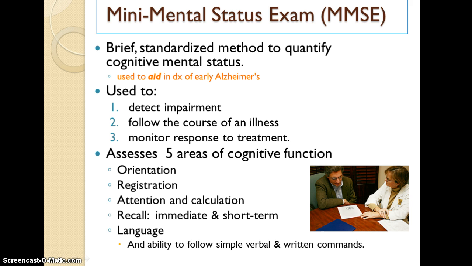It assesses 5 areas of cognitive function: orientation, registration, attention and calculation, recall, immediate and short term, and language. You can try this on someone at home if you want. Like I said, it is on Blackboard. It's an interesting test.